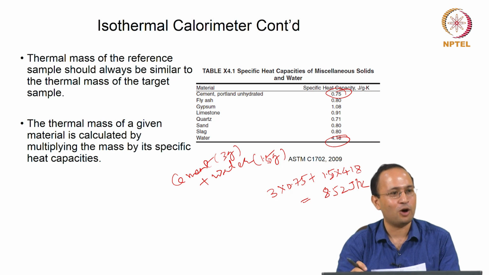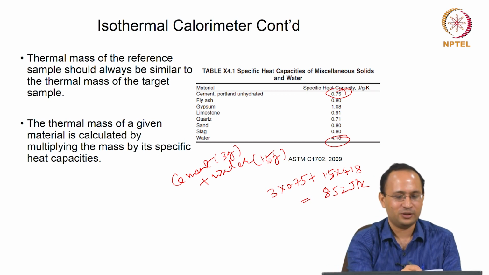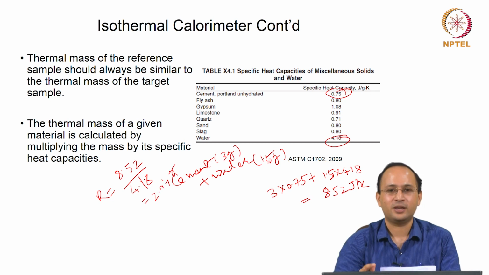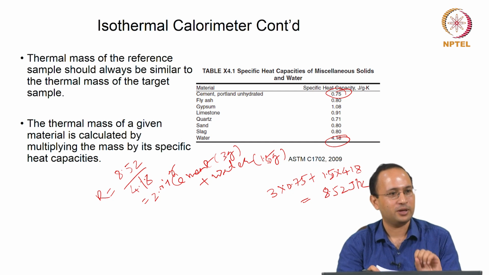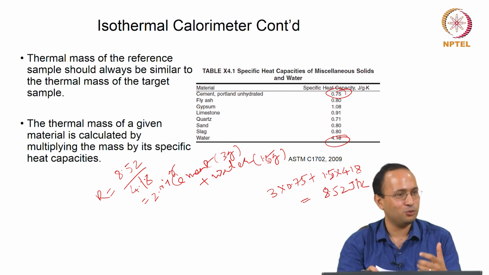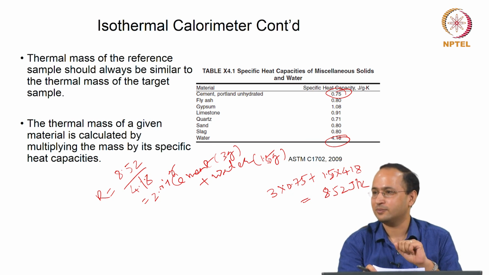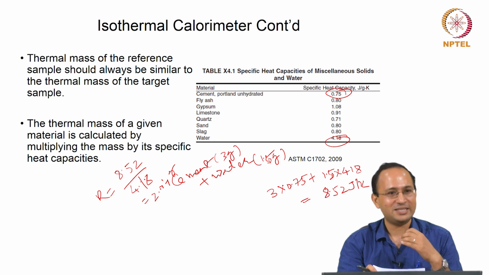Now, you want to keep this the same. So you want to calculate how much reference you have to use. Suppose you decide to use water. Suppose R is the reference mass. You know this is the thermal mass you have to get, and you know the capacity, and it will give you 2.04. It is a simple calculation to show you how you balance, because now you are sure that your reference and sample have similar thermal mass. Basically, heat capacities are the same.